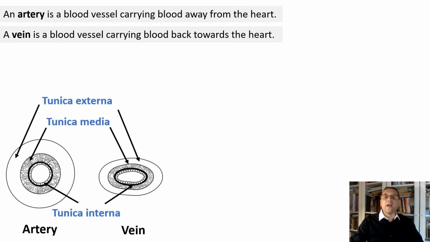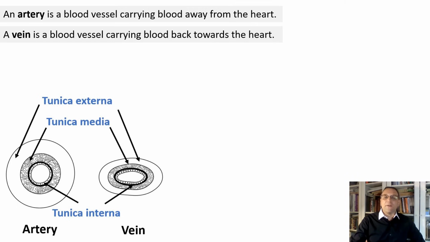Three coats or layers are found in both arteries and veins. The outermost layer or coat is called tunica externa. It is composed of connective tissue. Note on this diagram that muscle tissue is found in the middle layer, the tunica media, of both arteries and veins. It is important to know, however, that the muscle layer is much thicker in arteries than in veins.